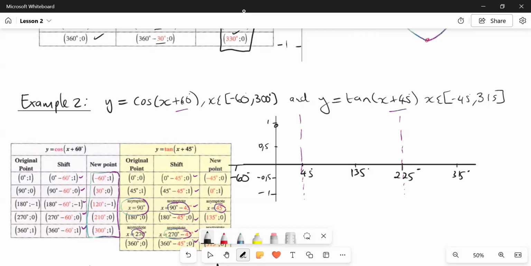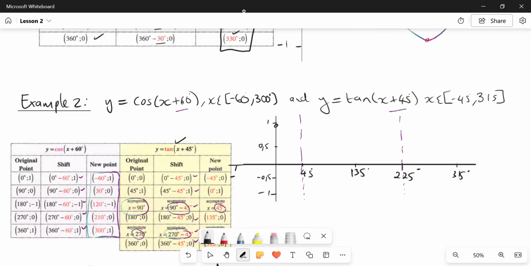This is the tan graph. Let me just continue with the tan graph. It's okay, and then I'll just draw the cos after, because I was now focusing on the table of tan, which is this one.